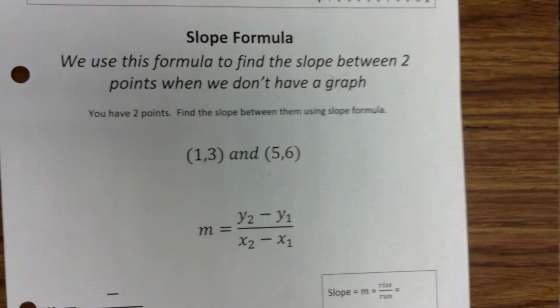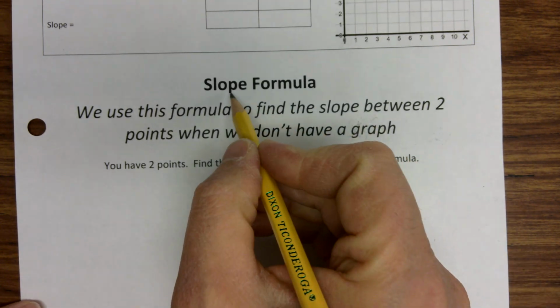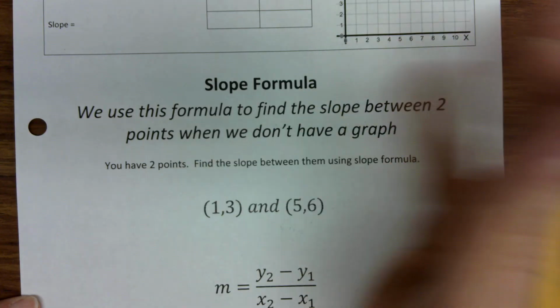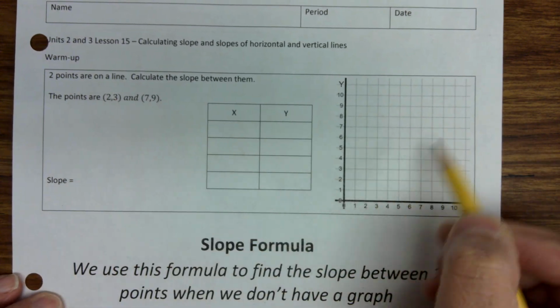Okay, folks. Today we're working on calculating slope. So we're going to generalize a formula for slope. We use this to find the slope between 2 points when you don't have a graph, right? Like on our warm up, we could put those 2 points on the graph and calculate rise over run.